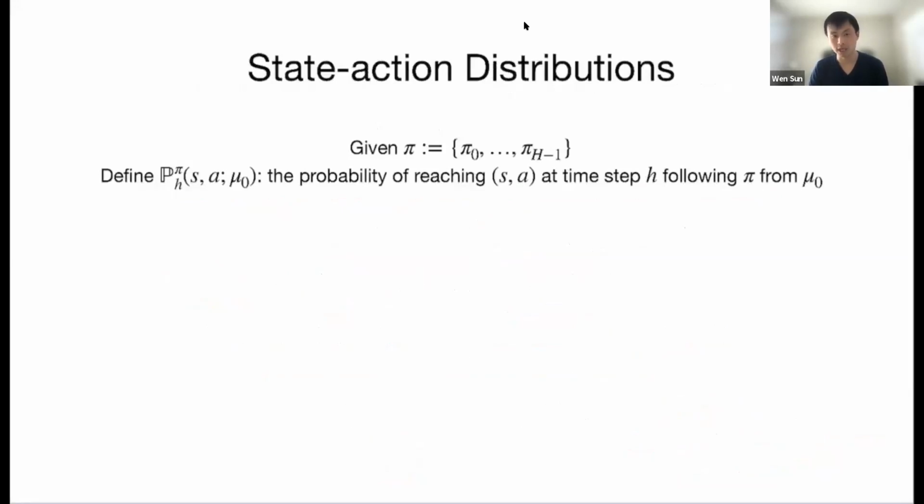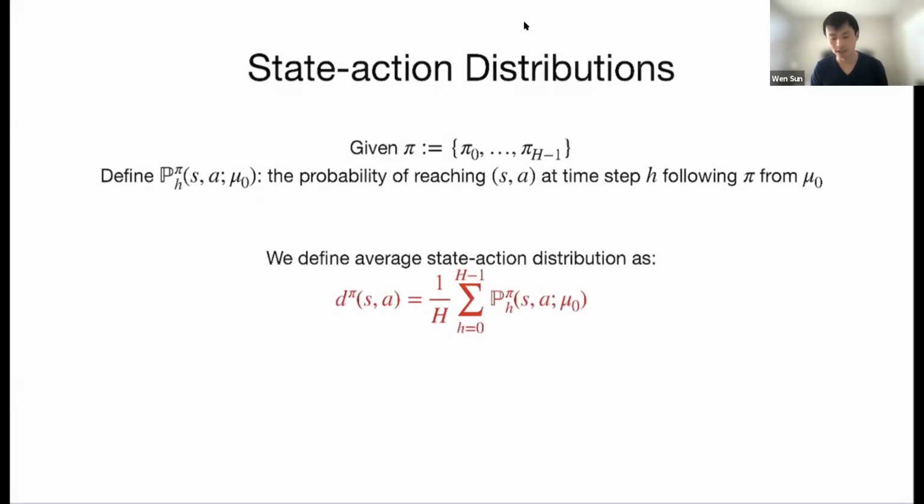Yeah, so I think this is a good time for us to recap on the state action distribution. We can define the same quantity as we did for the infinite horizon discounted setting. So the first quantity is basically the same quantity that we had. This is the probability of reaching a particular state action pair (s, a) following policy pi at time step h, from the initial state distribution mu0.